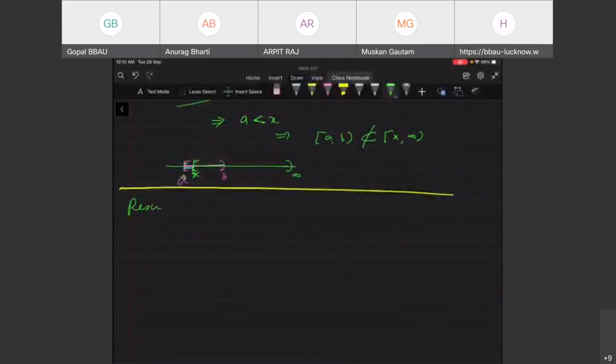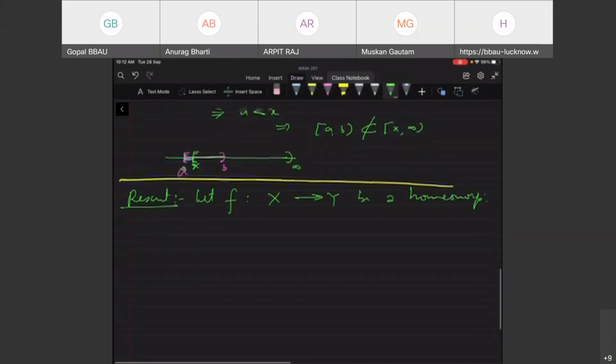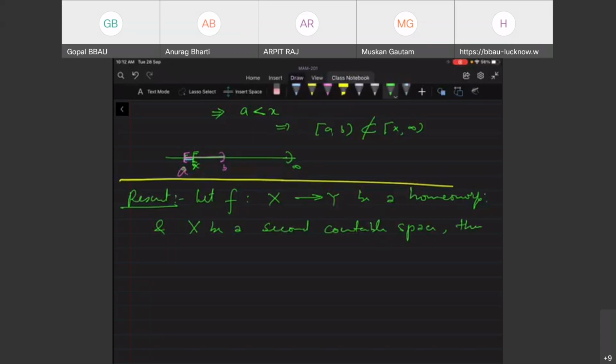Here is the result. The result says: if f from X to Y is a homeomorphism, and X is a second countable space, then Y is second countable.